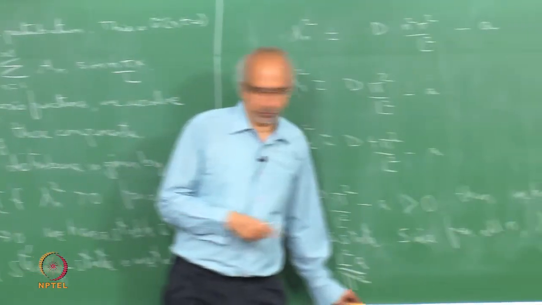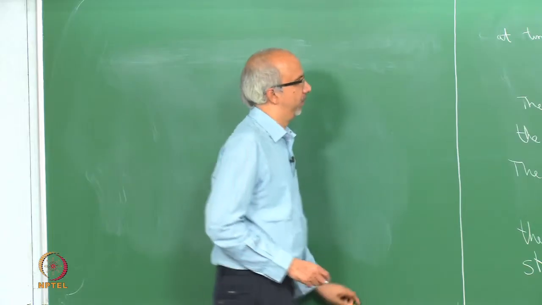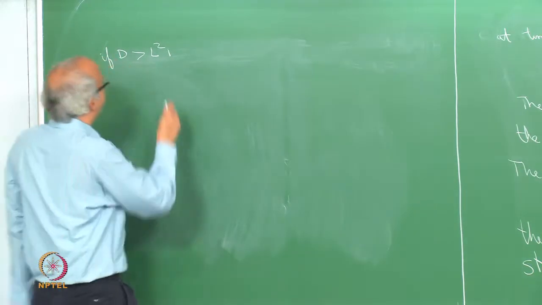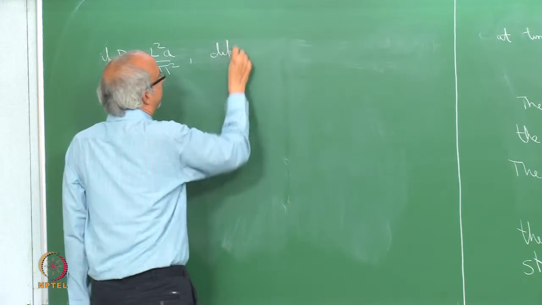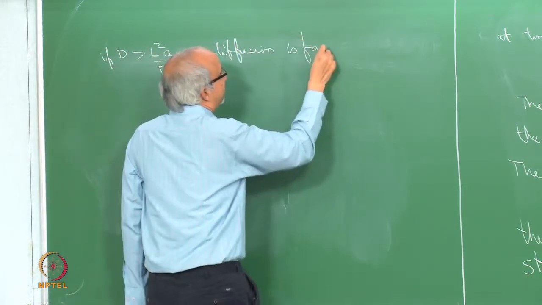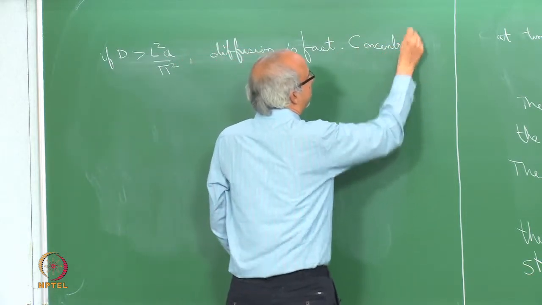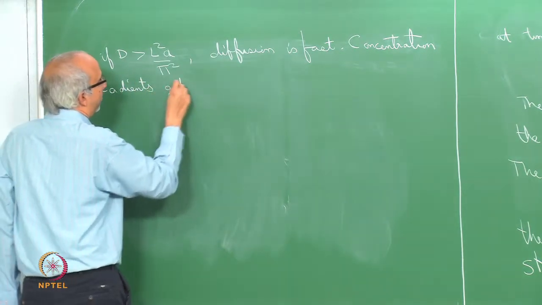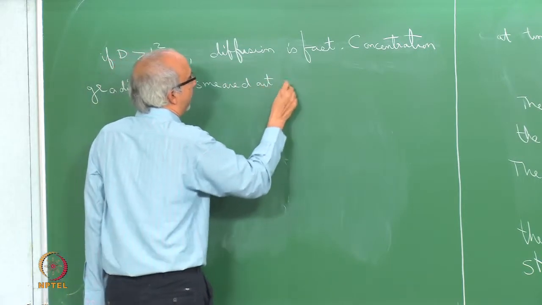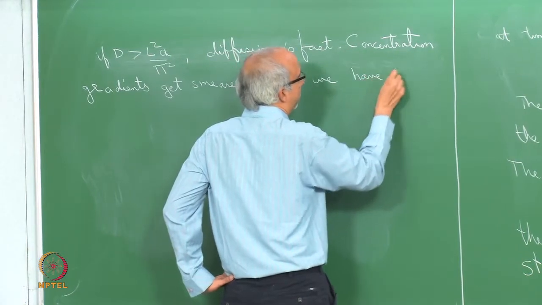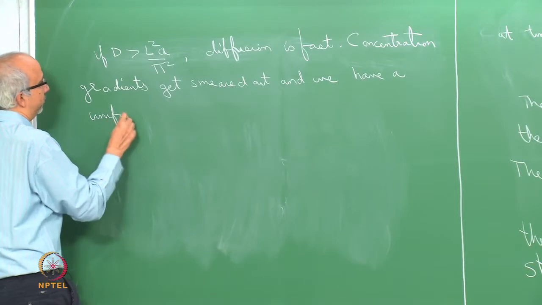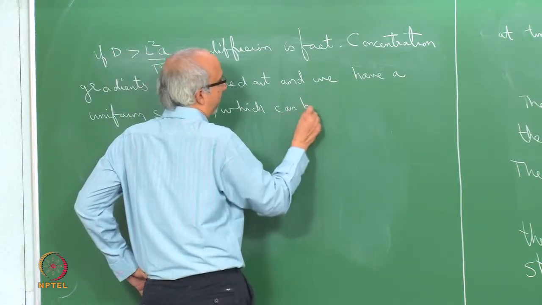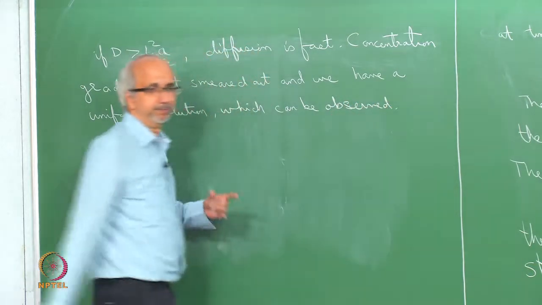So now I'm just going to write this down. If d is greater than l squared a by pi squared, diffusion is fast. That means concentrations get smeared out and we have a uniform solution, which can be observed and that is stable.